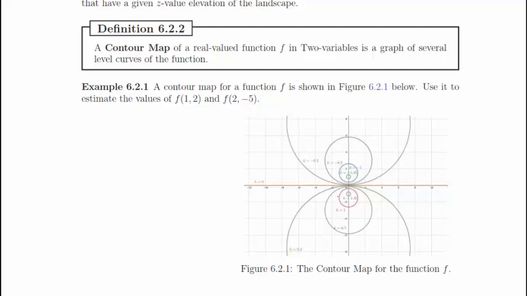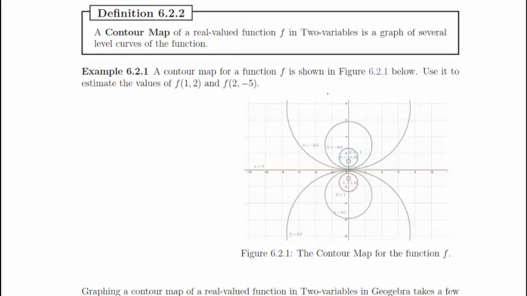So let's look at example 6.2.1. A contour map for a function f is shown in figure 6.2.1 below. Use it to estimate the values of f of 1, 2 and f of 2, -5. We just want to say what the z-values are here. This is just a quick practice at reading these contour maps.